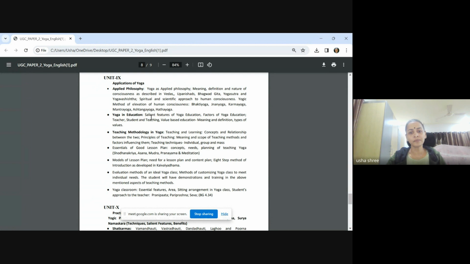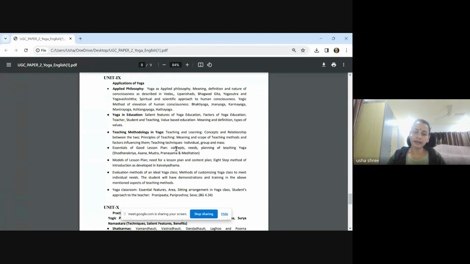Yoga and education, where you will see the salient features of yoga education, factors of yoga education, teacher, student, and teaching, value-based education. Then we have meaning and definition, types of values. And in teaching methodology in yoga, you will see that there are teaching and learning concepts, relation between the two, the principles of teaching, meaning and scope of teaching methods, and the factors influencing them, teaching techniques, individual, group, and masses. So different kinds of teaching techniques that we apply as trainers.